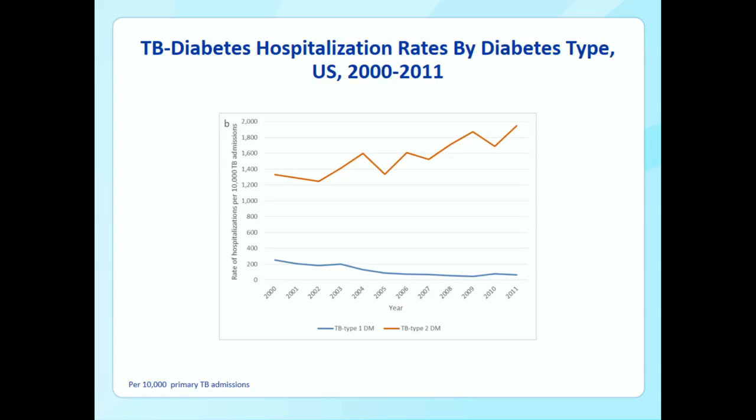This graph shows the relative hospitalization rates stratified by diabetes type. In orange, you see the rates of TB hospitalizations for those with type 2 diabetes, and in blue, those TB hospitalizations with type 1 diabetes.